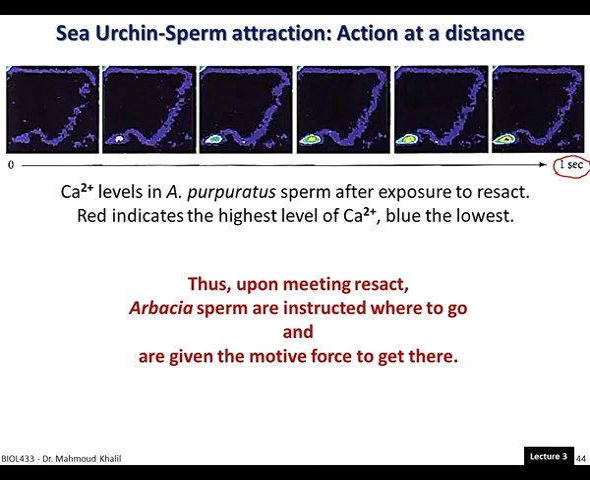So, to summarize this point, upon meeting resact secreted from the egg, the Arbacia sperm, which is another name for another species of sea urchin, are instructed where to go and are given the motive force to get there.